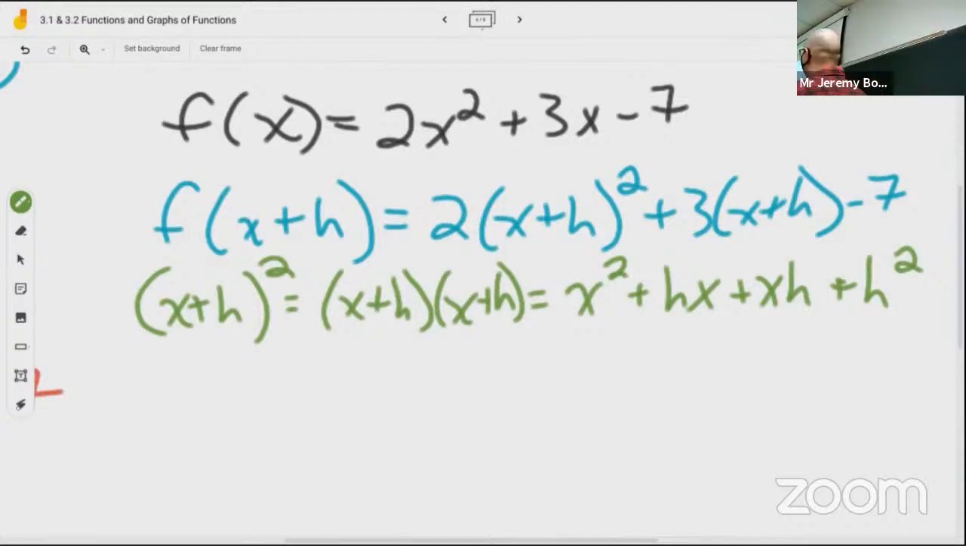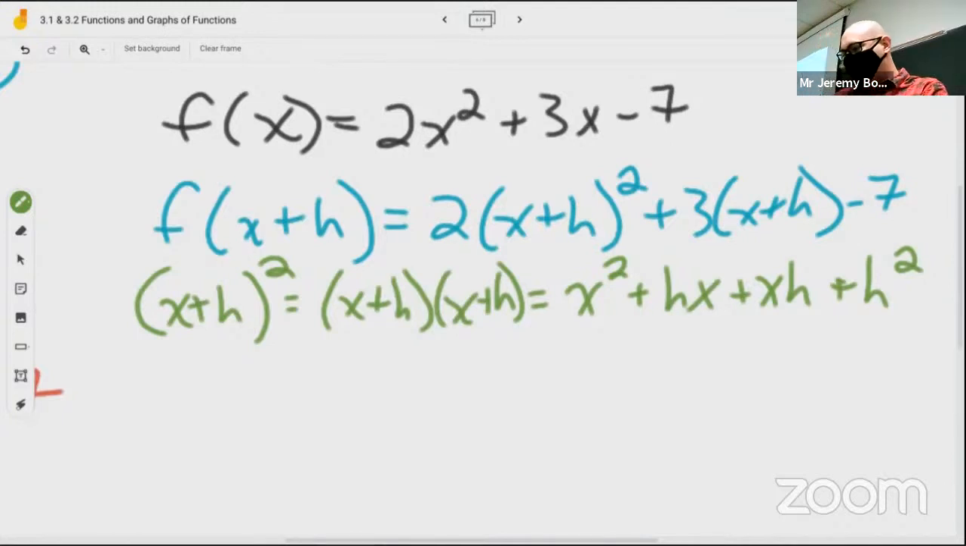Are there any like terms I can combine there? How come I can combine those? They're in a different order. It's still the same, right? 2 times 3 is 6. 3 times 2 is 6. So the order doesn't matter in multiplication.